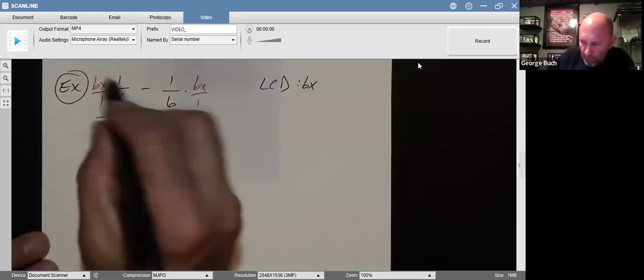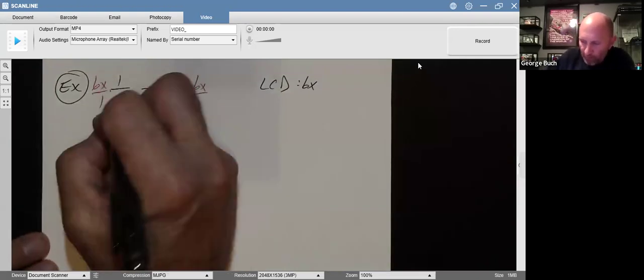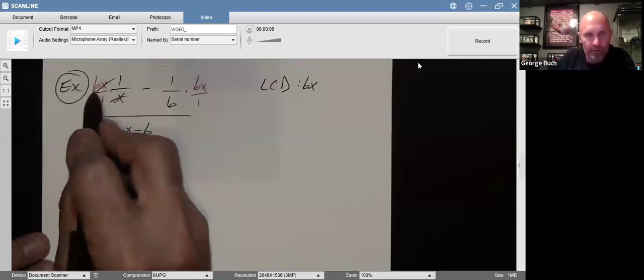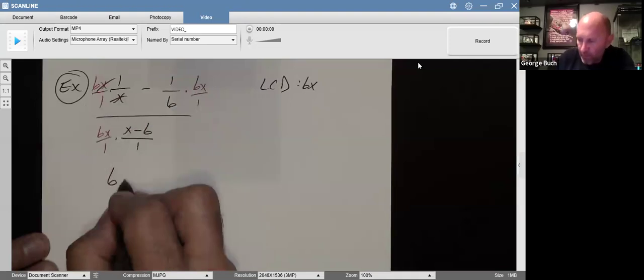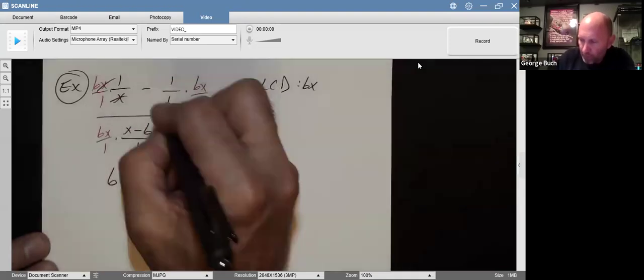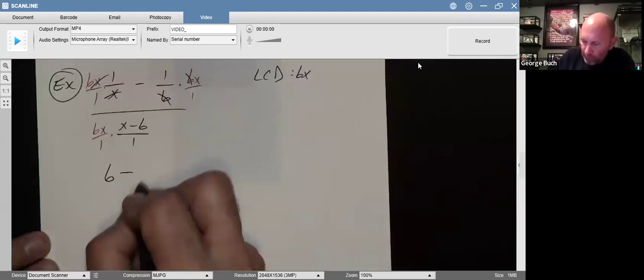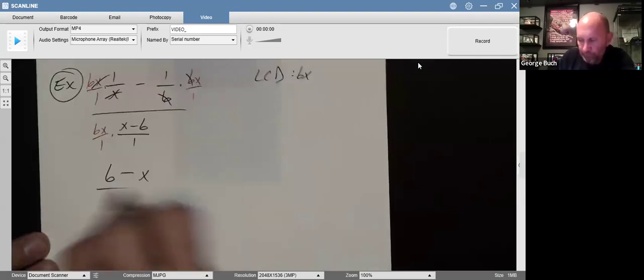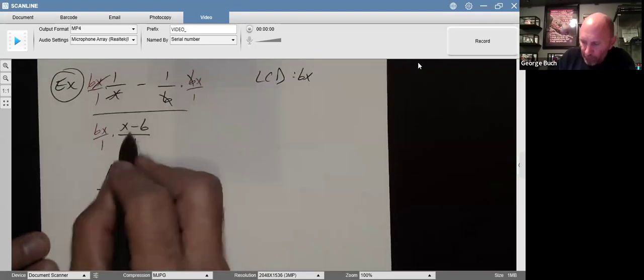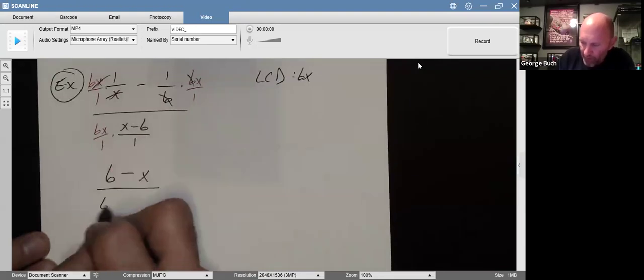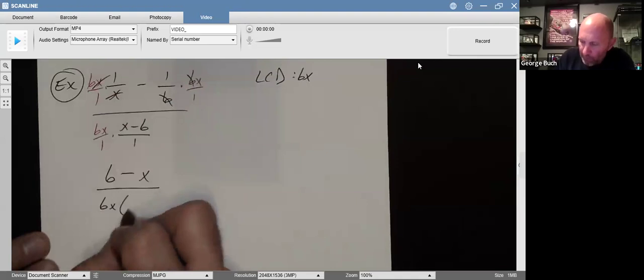So in this first term, again, the x's cancel. 6 times 1 is 6. Minus. Here, the 6's cancel. So I have 1 times x is x. And then down here, nothing cancels out. So I just have 6x times x minus 6.